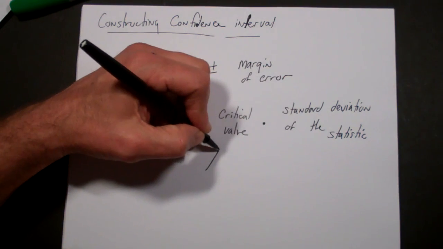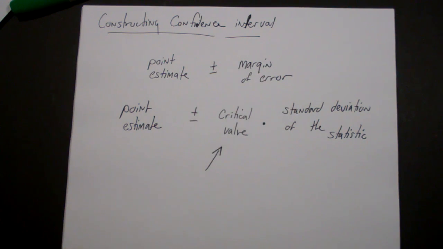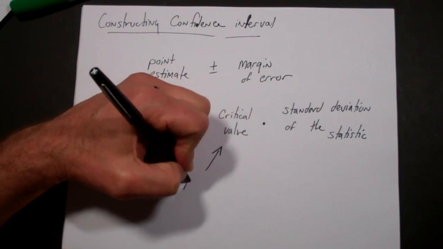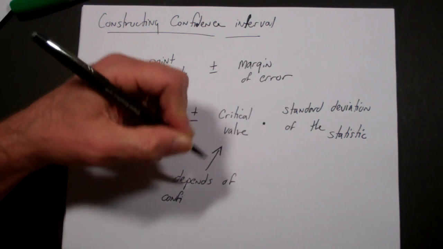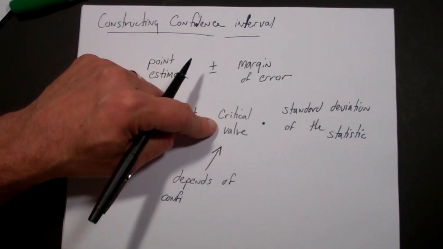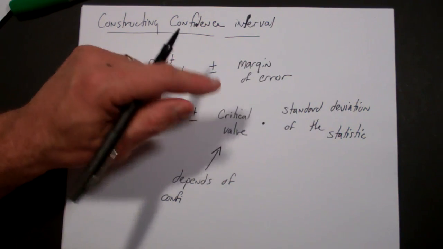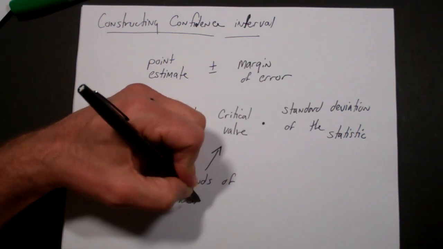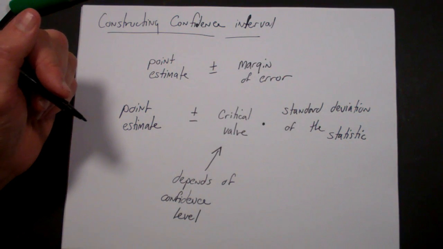Well, the critical value in the simplest cases is going to be gained from a standard normal table, just like we've been using before. In general, the critical value depends on your confidence level. Right? If you want to be 90% sure, the critical value will have a certain value. If you want to be 95% sure, it will have a larger value. And if you want to be 99% sure, it'll have a larger value still. So this depends on the confidence level. And sometimes people talk about the degree of confidence, same thing.